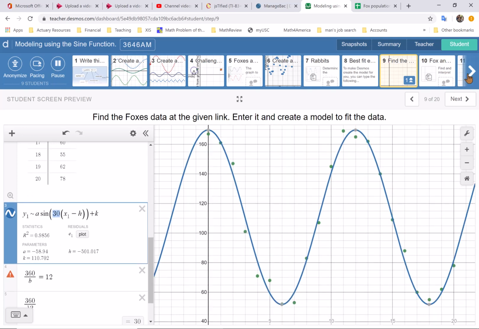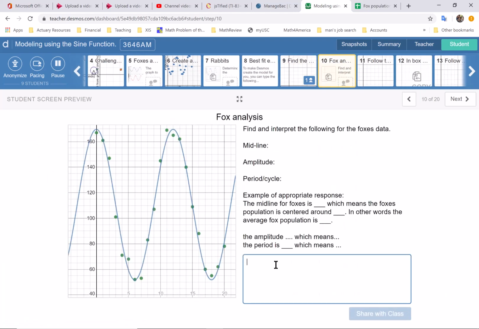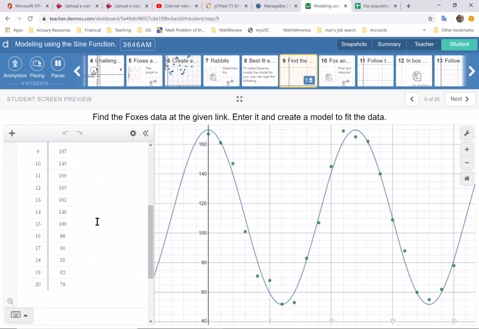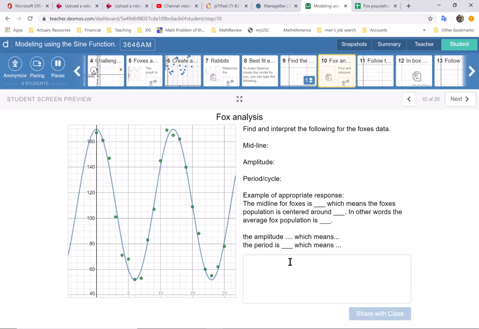Okay, so the next one is, once we have that model, we go to the next slide, and we're looking at find and interpret the midline, amplitude, and period. The midline is right here in the middle, right? In this case, the midline was the k value, which here is 110. So the midline is 110. This represents the average population of foxes throughout the year.